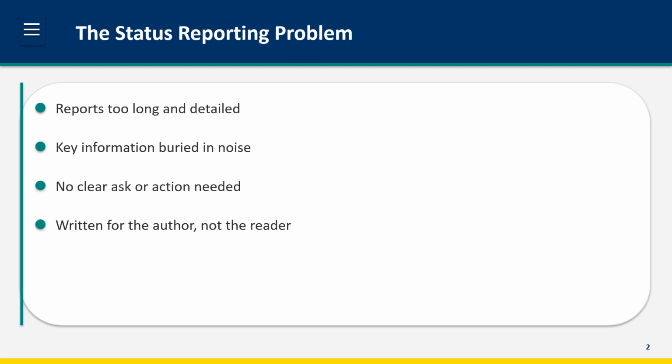Most status reports fail for predictable reasons. They're too long and detailed. Executives don't have time to read 5 pages of task-level updates. Key information is buried in noise. The critical risk is mentioned in paragraph 7 after pages of routine updates. There's no clear ask or action needed. The reader finishes and wonders, what am I supposed to do with this? Reports are often written for the author, documenting everything they did, rather than for the reader, highlighting what they need to know.